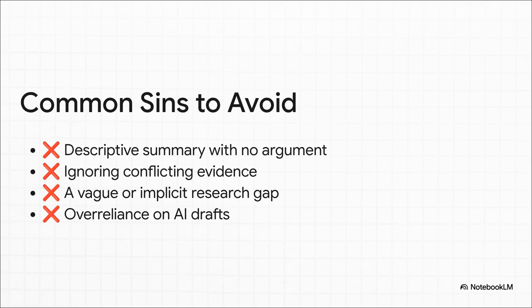And on the flip side, these are the tripwires you absolutely have to avoid. A descriptive summary with no argumentative core, cherry-picking data and ignoring studies that conflict with your view, leaving a research gap vague or just implied, and, of course, an over-reliance on AI that leaves your writing feeling a bit soulless. These are the fastest ways to land in the rejection pile.